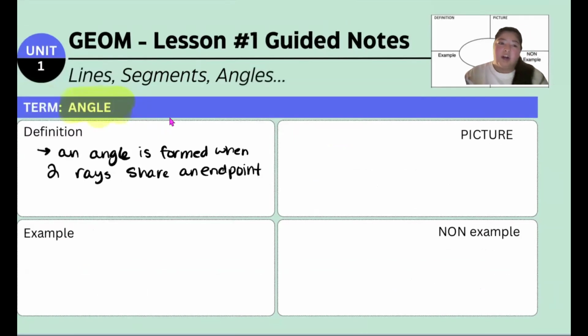Okay, we've got an angle. An angle is formed when 2 rays share an endpoint. Okay, so let's imagine that. We have 2 different rays.